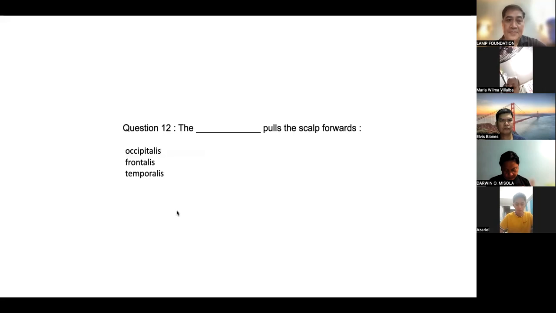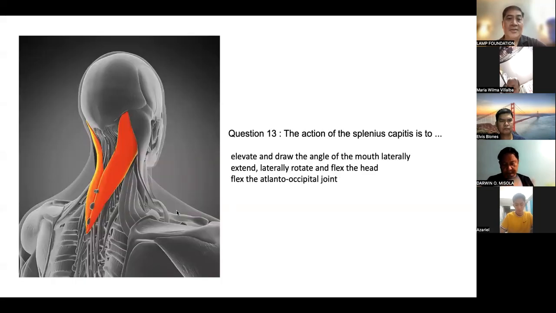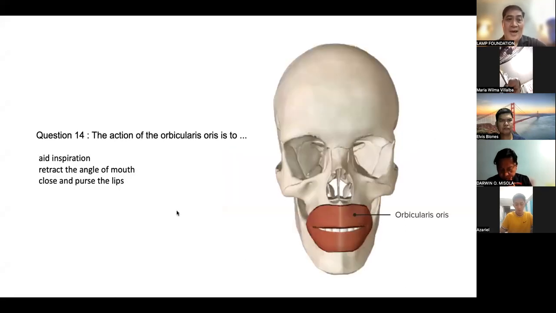Close the eyelids. The blank pulls the scalp forwards. Frontalis. Good. Action of the splenius capitis is to? Extend, laterally rotate, and flex the head. Very good. Action of the orbicularis oris is to?